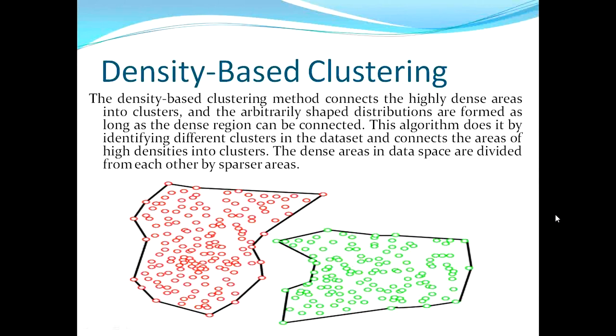It is based on the idea that a cluster in a data space is a contiguous region of high point density, separated from other clusters by contiguous regions of low point density. The data points in the separating regions of low point density are typically considered noise or outliers.